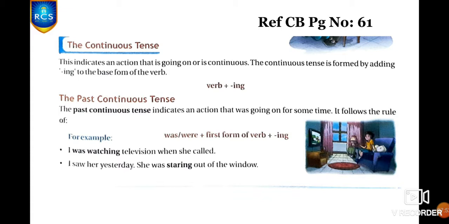Okay. It indicates an action that was going on for some time in the past. We call it as past continuous tense. And what is the form? Subject plus was or were plus first form of the verb plus ing. For example, I was watching television when she called.